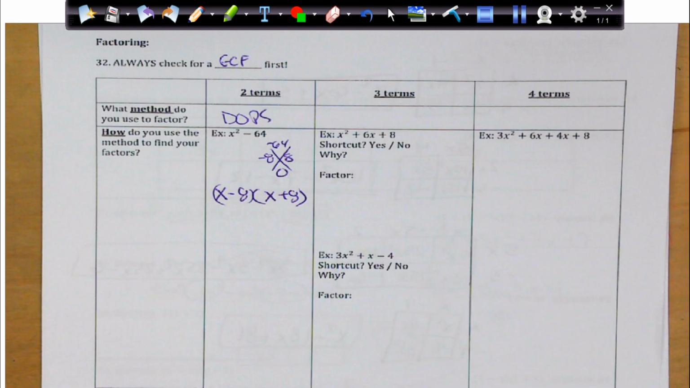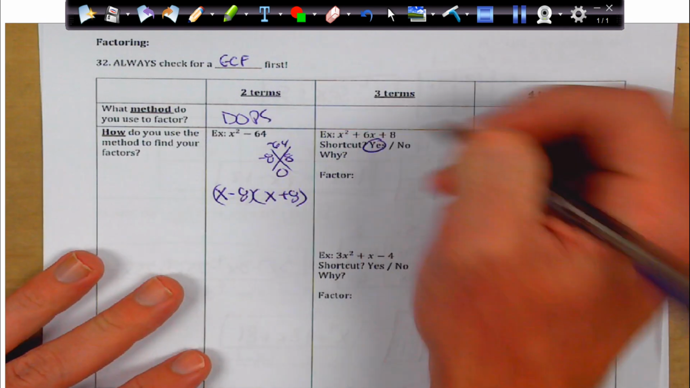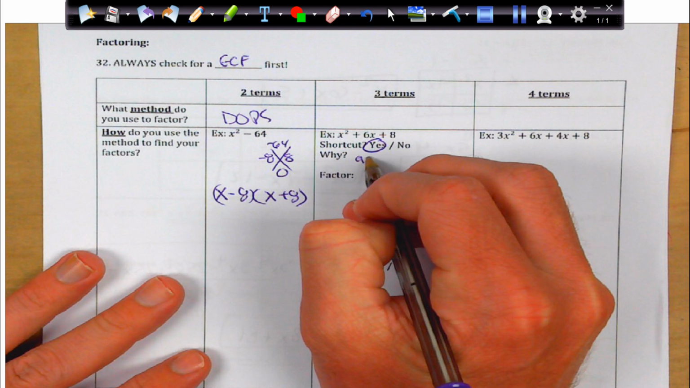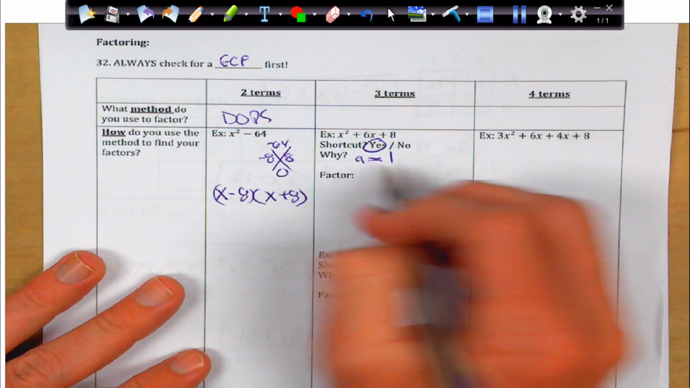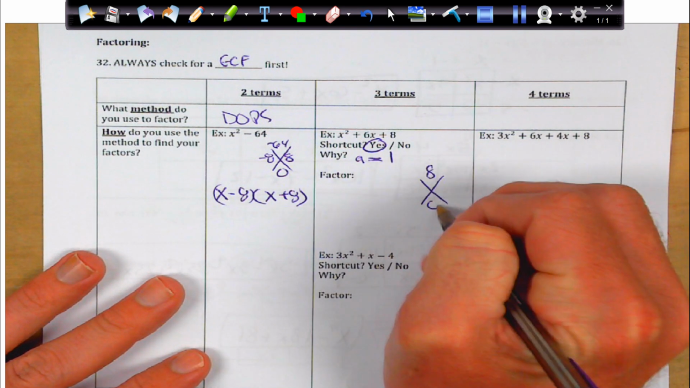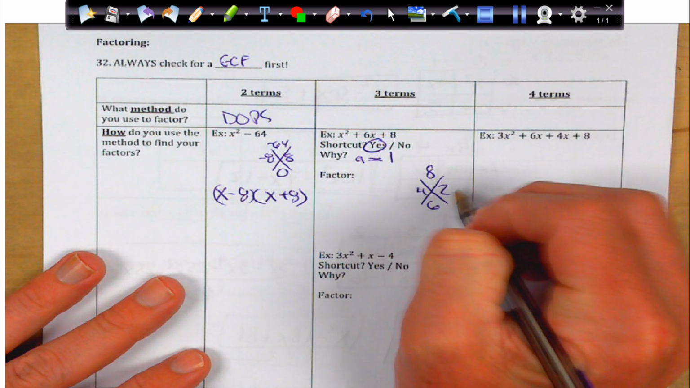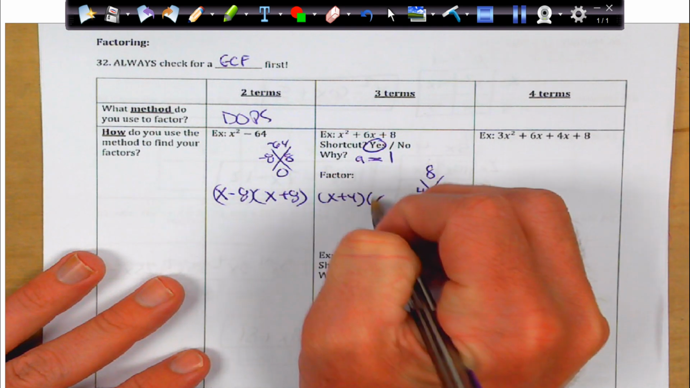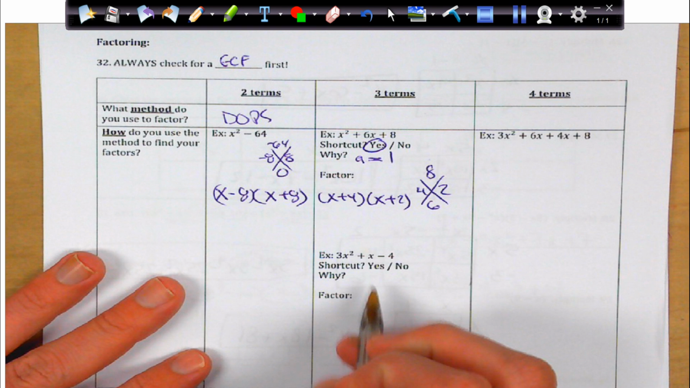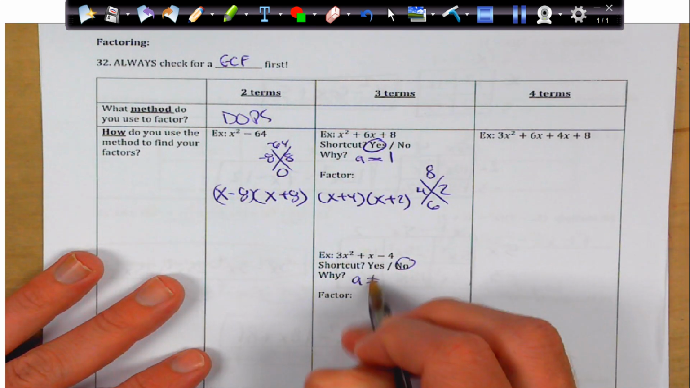Here we can shortcut, so the answer is yes, because a is equal to 1. And so that's where we just go ahead and factor: what times 8 adds to 6, and that would be 4 and 2. So we get x plus 4 and x plus 2. Here we can't shortcut because a is not equal to 1.